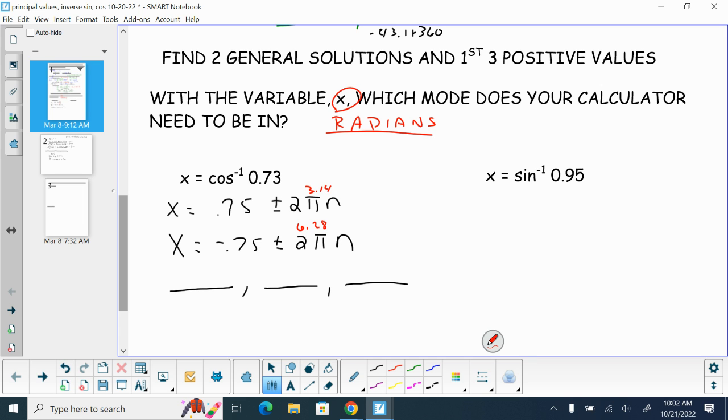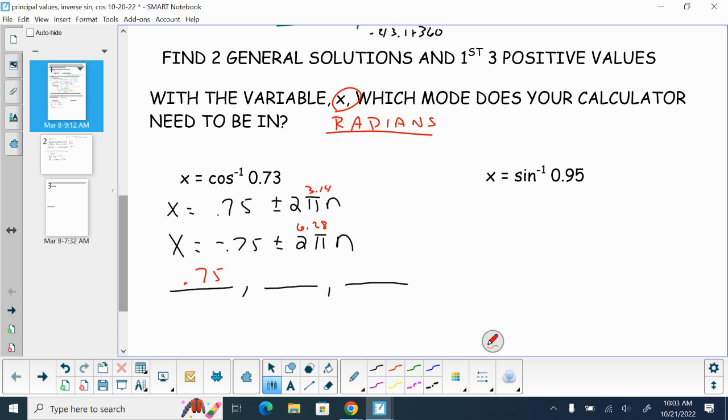So I'm going to either add or subtract 6.28. Okay, so I want my first three smallest positive values. So I'm small here. If I subtract, I'm going to go into the negative world. If I add negative 0.7 to 6.28, I'm going to go sort of biggish. So my first positive value, 0.75.